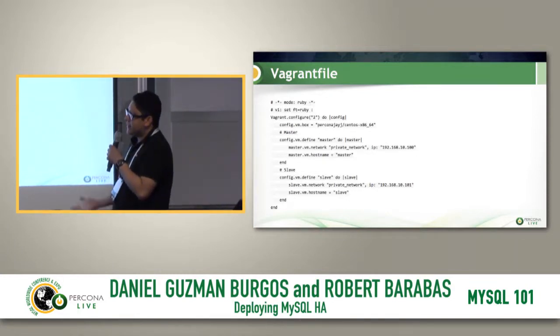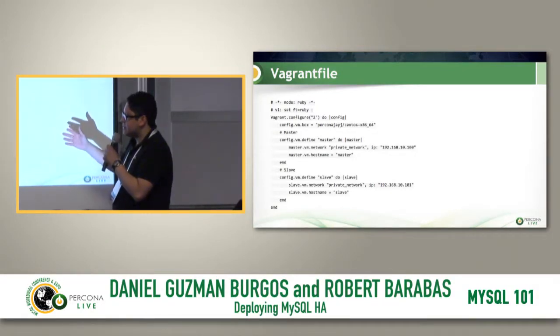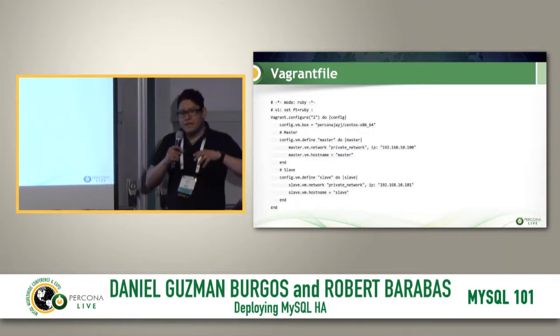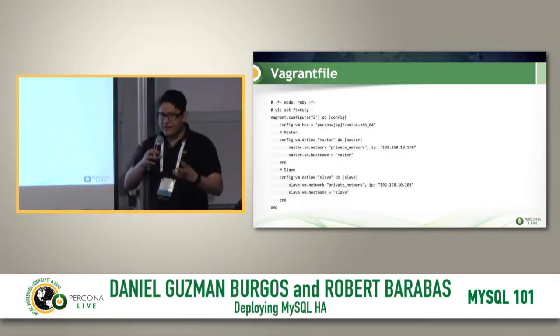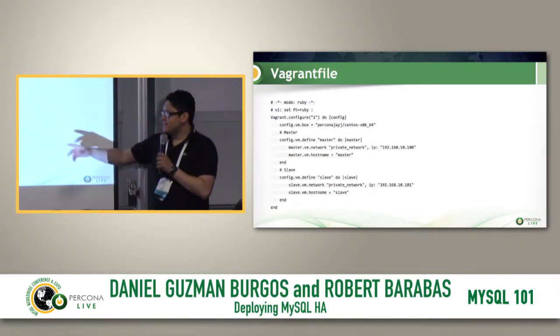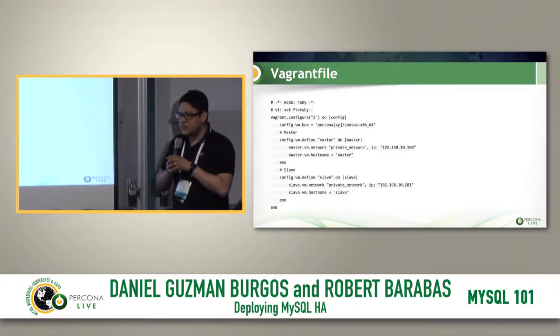Continuing with the file, we're defining actually the two machines, the master and the slave, and it's as easy as defining the IP and the hostname, and that's it. So instead of sharing a configured VM or a big disk image file, you can just share this simple file and make sure that everyone else is going to use your exact virtual machine.